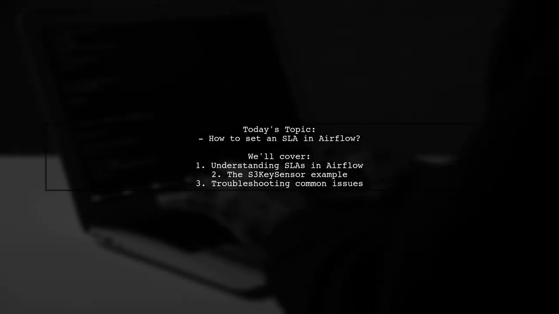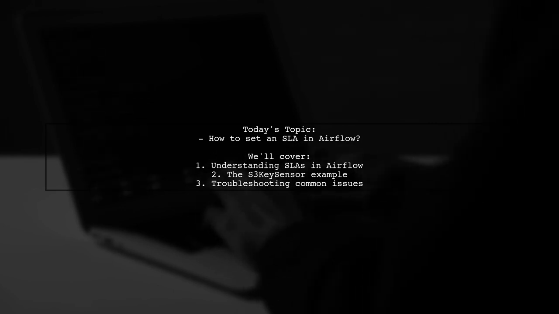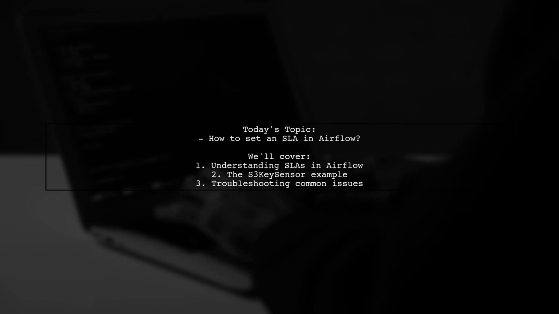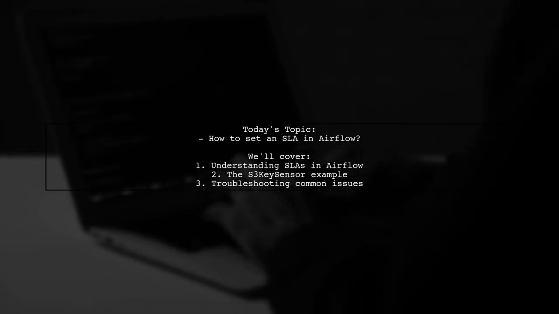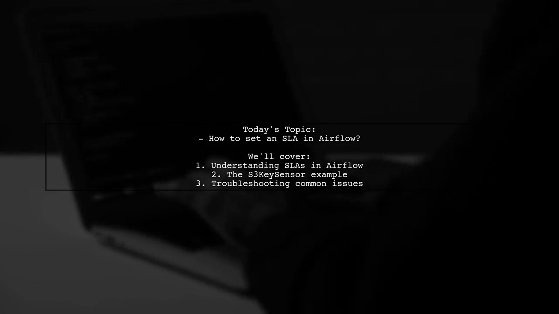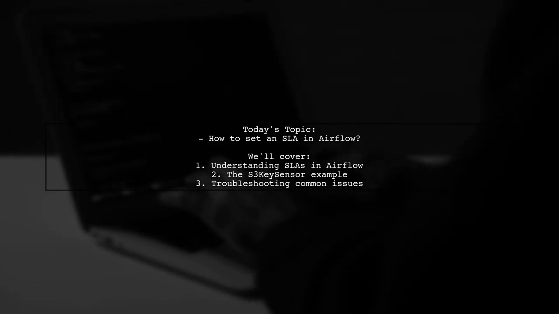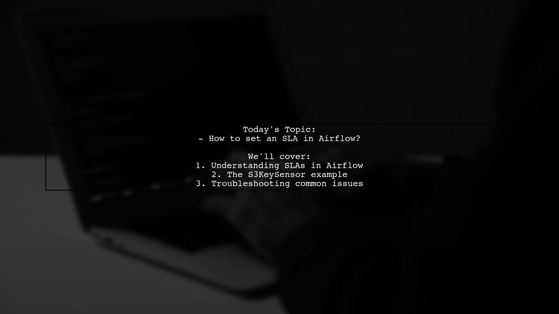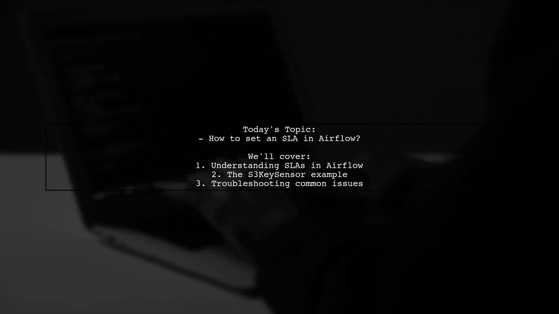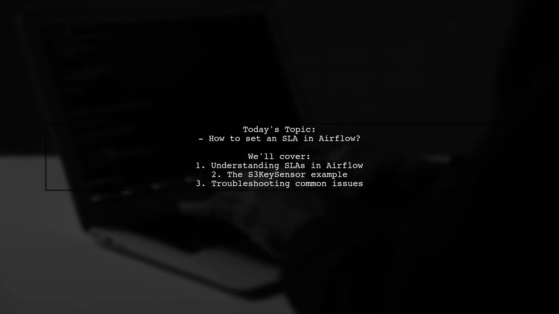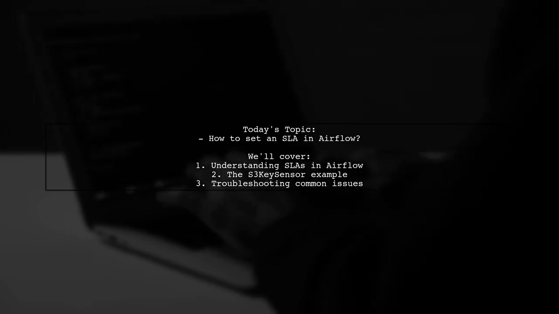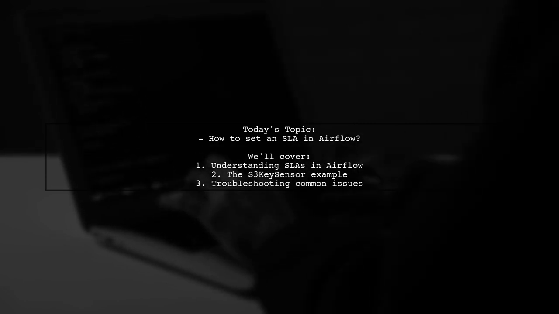Today, we're tackling a question that many Airflow users encounter: how to set an SLA in Airflow. One of our viewers is trying to set an SLA in a sensor operator, specifically using the S3 key sensor. They set the SLA to 30 seconds while looking for a file that doesn't exist, but they didn't see the expected record in the SLA misses section of the UI. Let's dive into this scenario and uncover what might be going wrong.